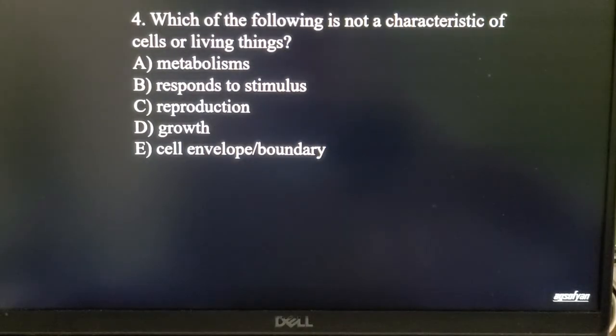Okay, now number 4. Which of the following is not a characteristic of cell or living things? A. Metabolisms. B. Respond to stimulus. C. Reproduction. D. Growth. E. Cell envelope or boundary. Which one is not characteristic of cell or living things? Okay, choose your answer.